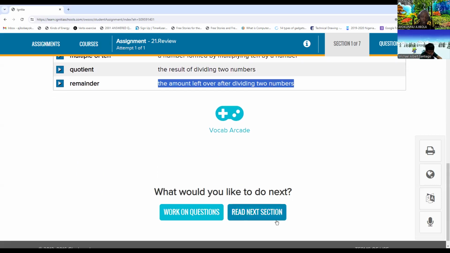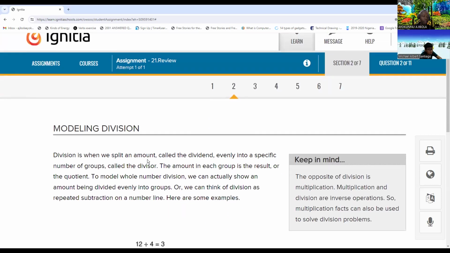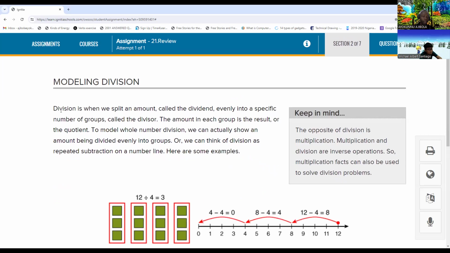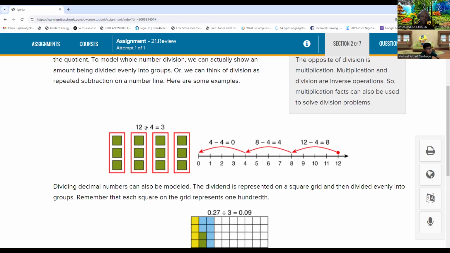So let's proceed to the next session. Modeling long division. Division is when we split an amount called the dividend evenly into a specific number of groups called the divisor. The amount in each group is the result, or the quotient. To model whole number division, we can show an amount being divided evenly into groups, or we can think of division as repeated subtraction on a number line. Here are some examples.